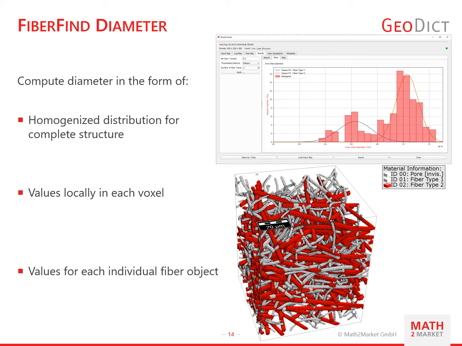First of all, I want to talk about the diameter estimation in FiberFind. This part of FiberFind has been part of it for quite a long time, and it doesn't require the AI part that we have developed recently, but it has always been pretty useful to obtain statistics about the diameters of your fibers. And it has also seen some improvements in the last few years to, for example, improve the localized fiber diameter field that you can obtain.